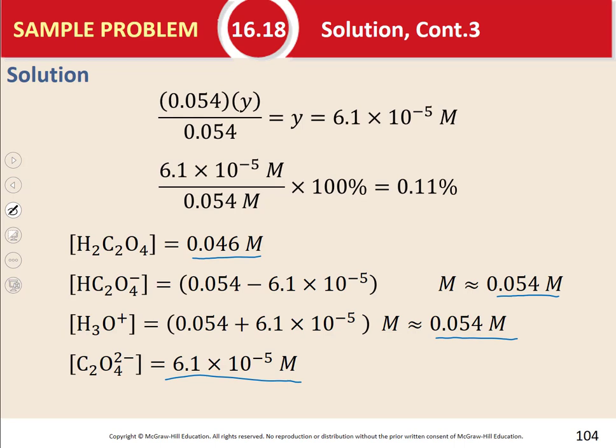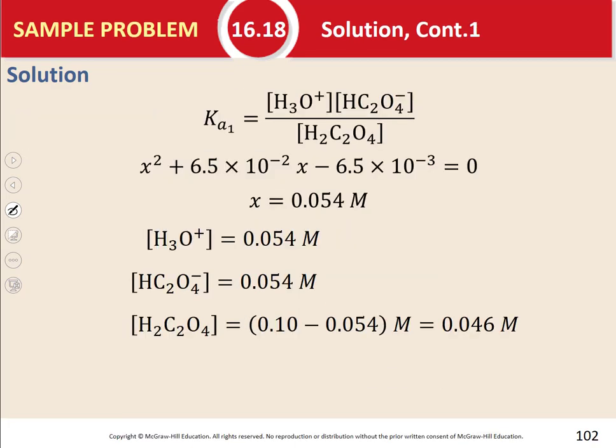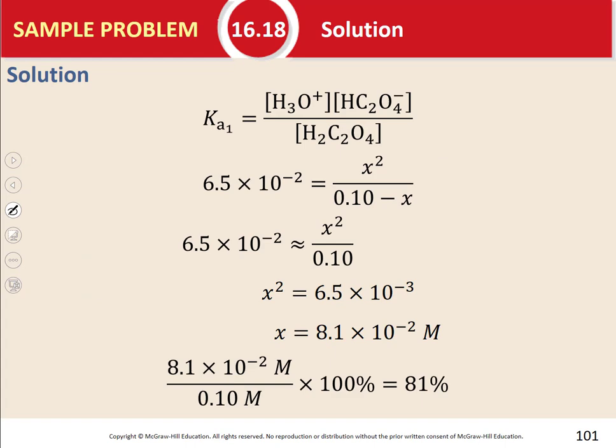And then they went ahead and checked the percent ionizations just to make sure that it was less than 5%, meaning that assuming y is small was a good assumption. They also have the math there for if you assumed x was small, what would you get as the percent ionization? And they got 81%. That's why they went back into the quadratic.